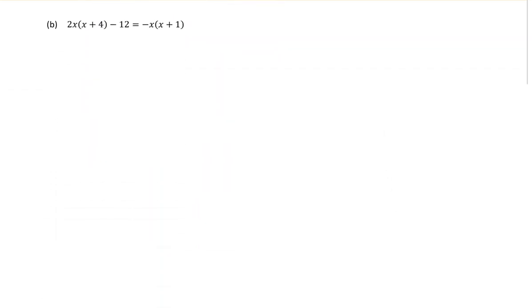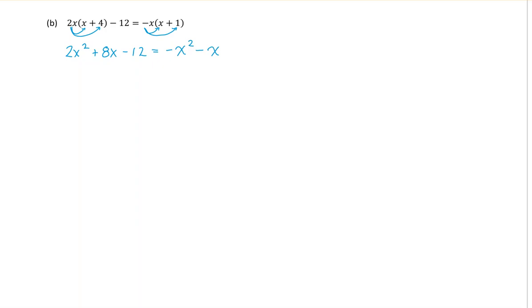If we continue, we look at a much more complicated problem that involves some expanding and some rearranging. I'd recommend just expanding those things first and then getting into rearranging. That being that we're going to use the distributive property here, here, here, and here. So let's do that now. 2x times x is 2x squared. 2x times 4 is 8x. And we still have the minus 12. Negative x times x is negative x squared. Negative x times 1 is simply negative x.